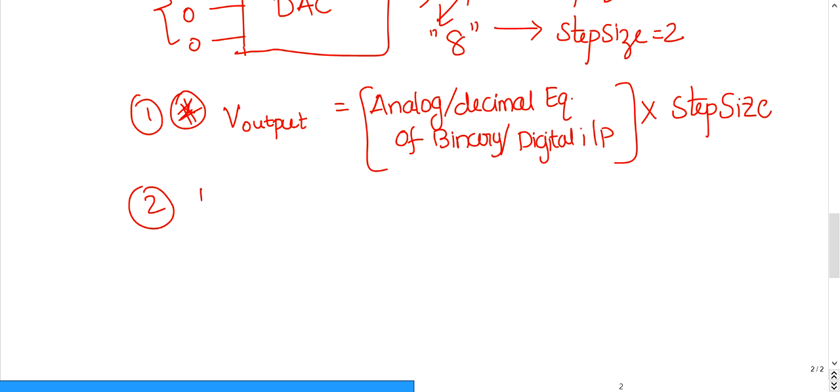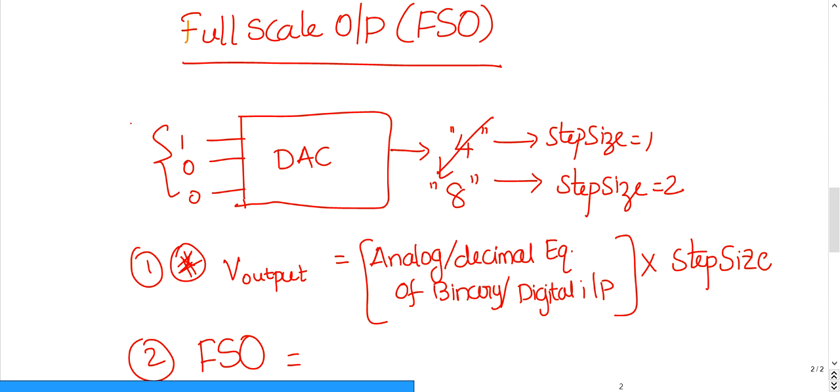The second formula is FSO, full scale output, which means all inputs are at full scale. Assume it is a 3-bit DAC. For the same example, I am taking a 3-bit DAC. Instead of these inputs, I am taking 1 1 1. So assume step size as 1. So what is the output you are going to get? The output we are going to get is 7, which I can write as 2 power 3 minus 1.